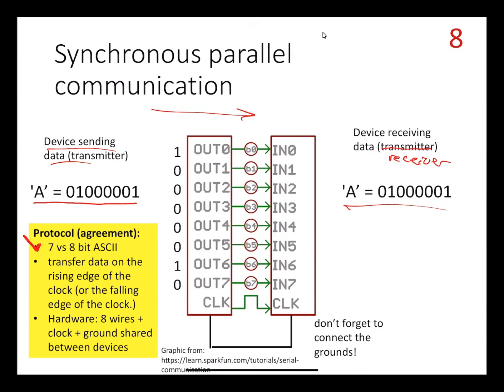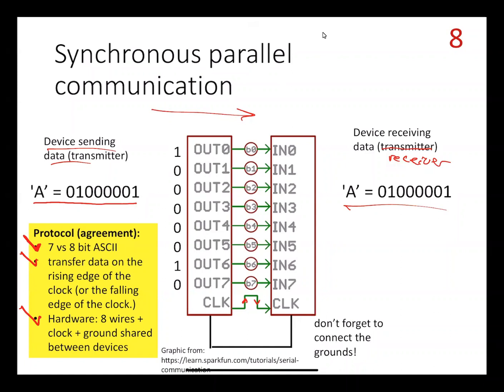And there's also a clock that we have to send out. And so the agreement that we would have between us is that we're going to transfer data associated with the clock. It could be on the rising edge or the falling edge of the clock. And we're going to have a hardware configuration where we're going to be sharing 8 wires, 1 for each bit position. And we're going to share the clock, and we're going to share the ground between the 2 devices.